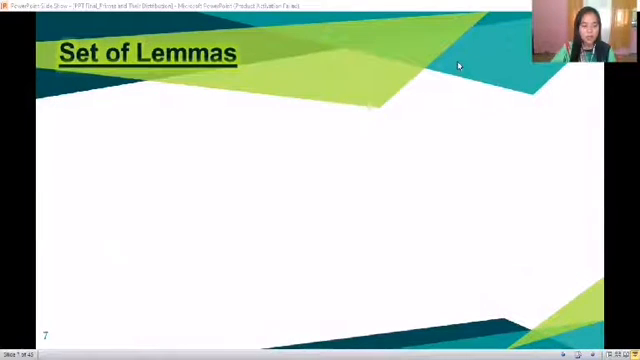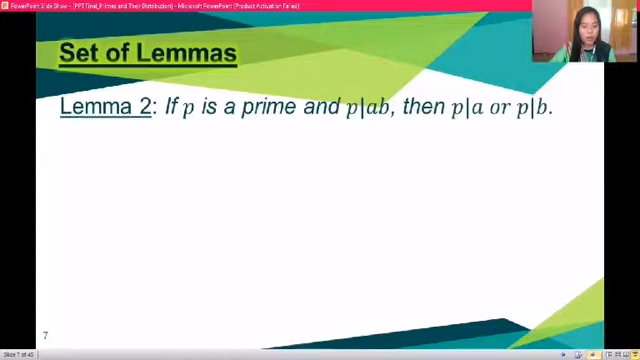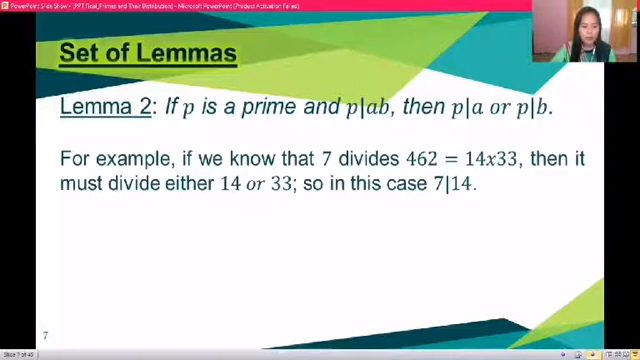Let us proceed to Lemma 2, which states: if p is a prime and p divides ab, then p divides a or p divides b. That is, if a prime divides a times b, then it must divide a or b or both.